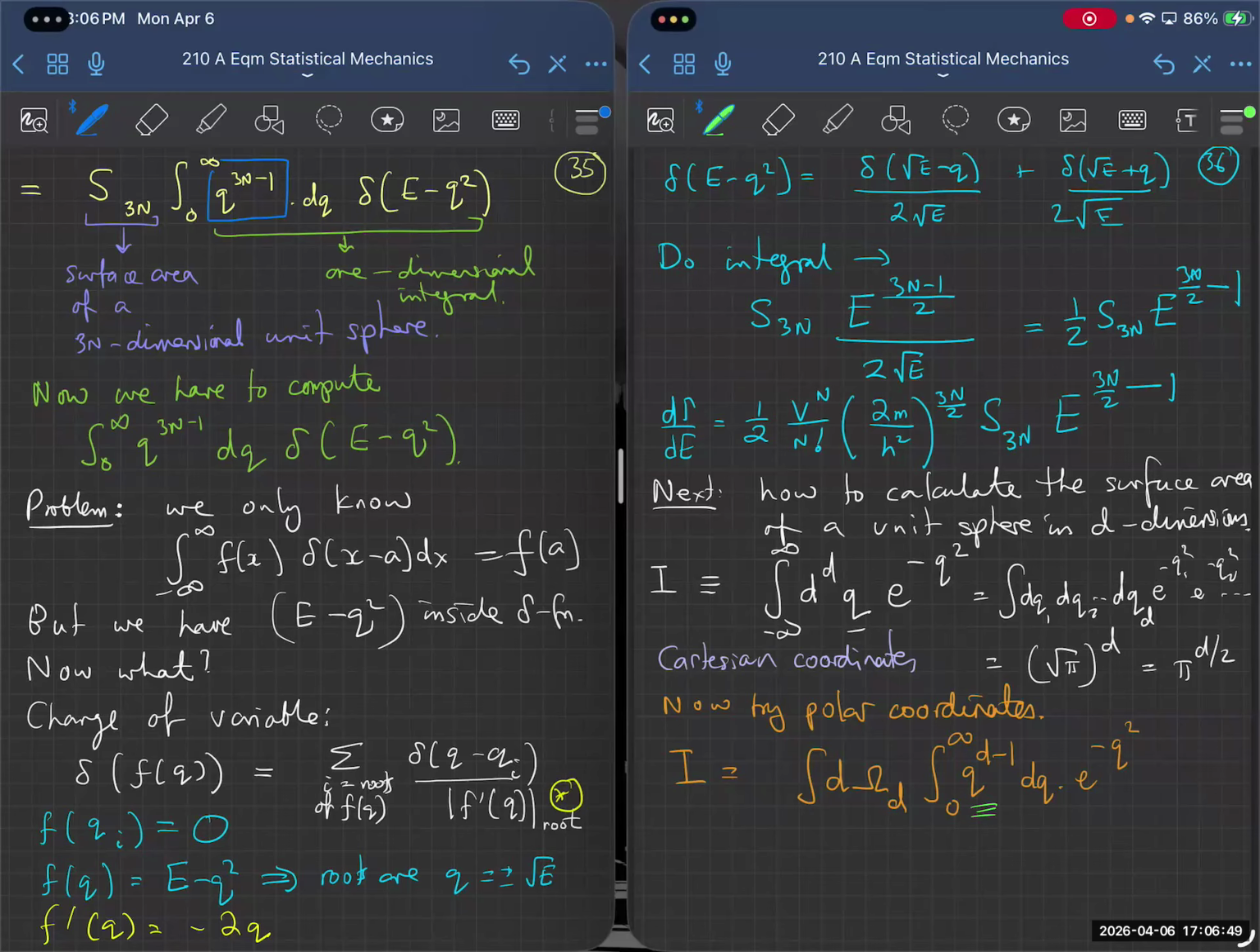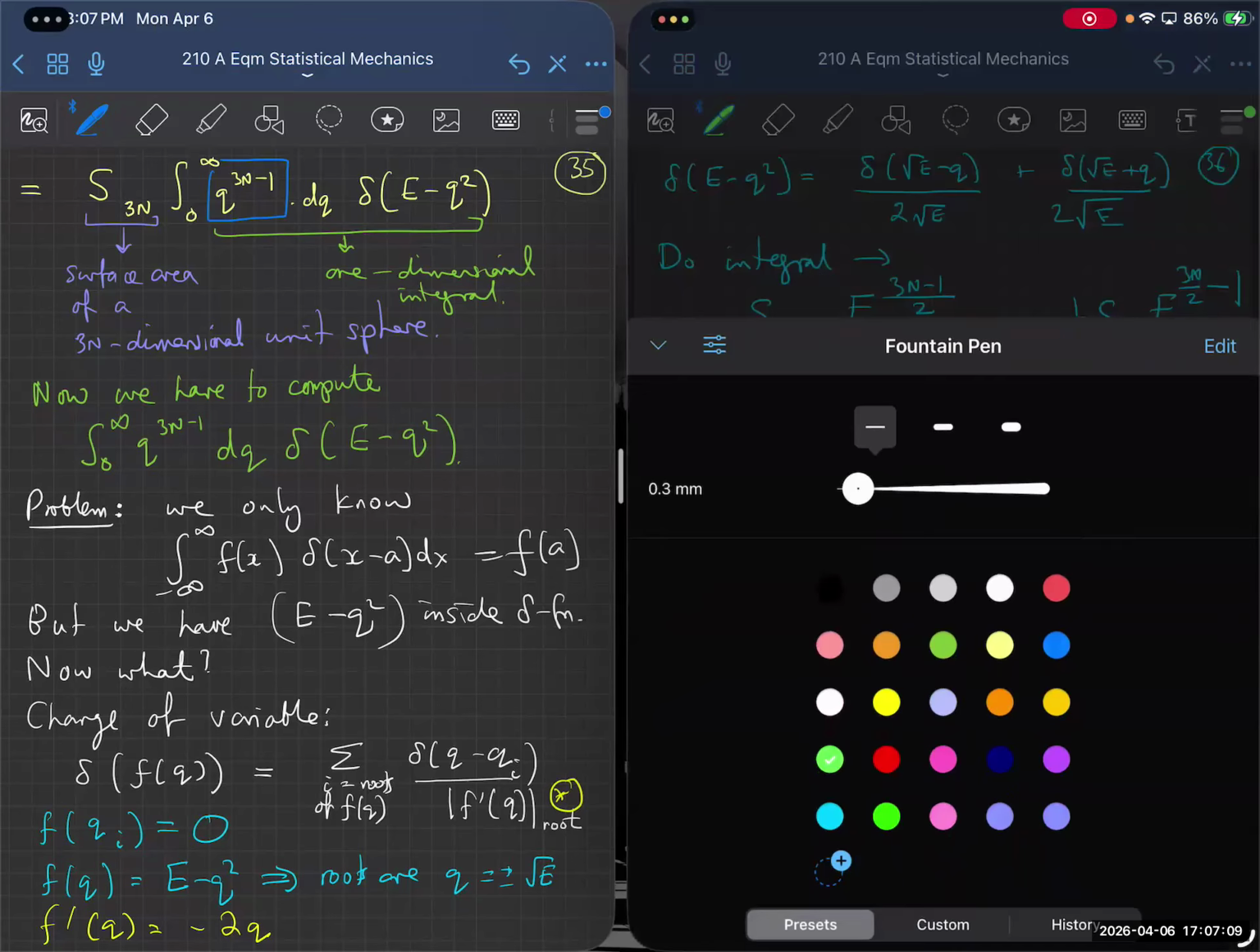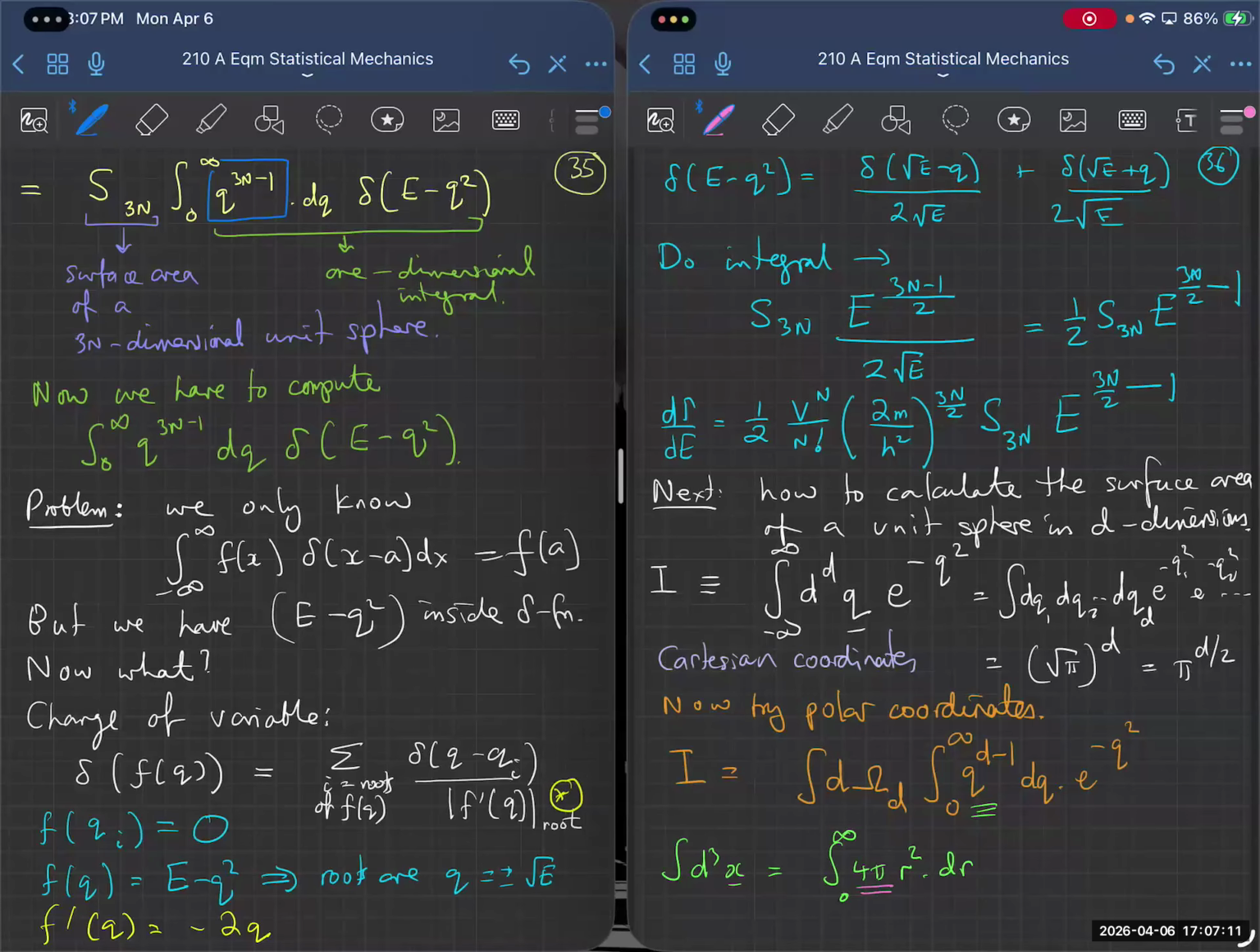Right, okay. Suppose I've got the integral d3x. The integral d3x in polar coordinates is the integral 4 pi r squared dr, and r goes from 0 to infinity. This 4 pi here is the surface area of a three-dimensional unit sphere, S3, and it's r squared dr, right? You learned that on your mother's knee.